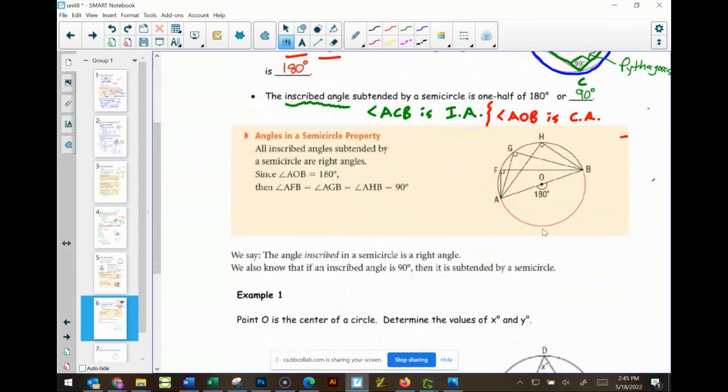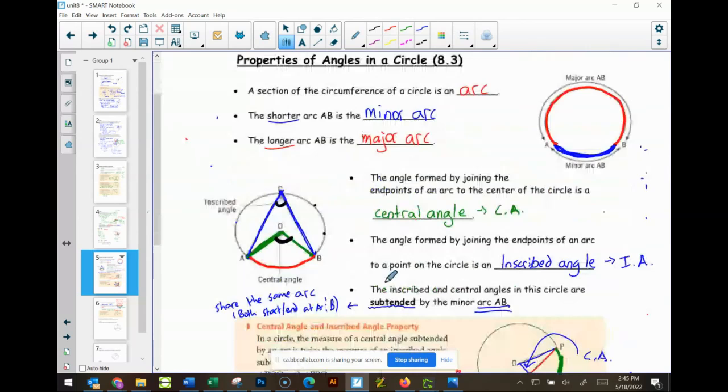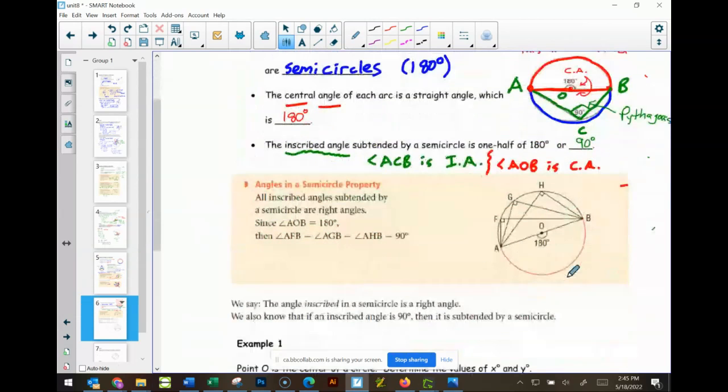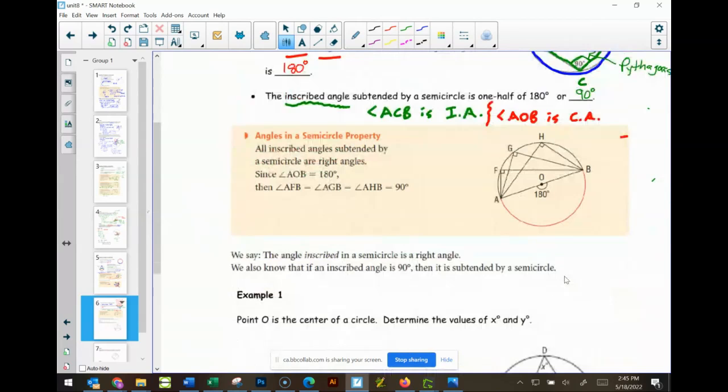Okay, moving on to the last one here. The last one is just an extension of this one right here, the inscribed angles property, where I said no matter where you put a point on the outside of a circle, as long as they start and end at the same two points, or they're subtended by the same arc, they're always equal. Nothing has changed. Just because it's a semicircle, it doesn't change anything.